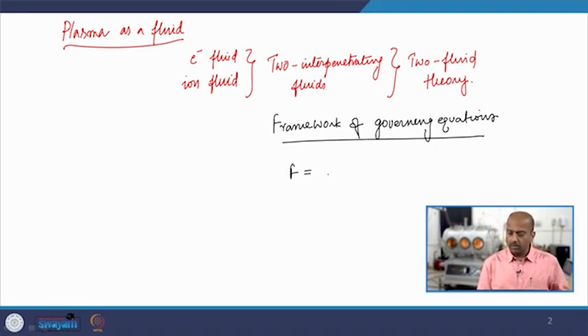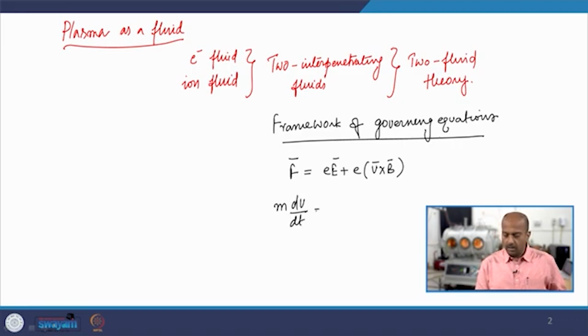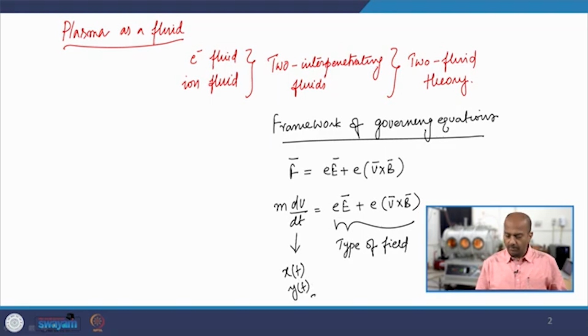So, if you remember, our equation was very simple when you are considering plasma to be a particle. It is m dV by dt is equal to the force due to the electric field plus the force due to the magnetic field, right. So, when you solve this equation, depending on the type of field that we have taken, we will get the position as a function of time. So, this is what our approach has been so far.